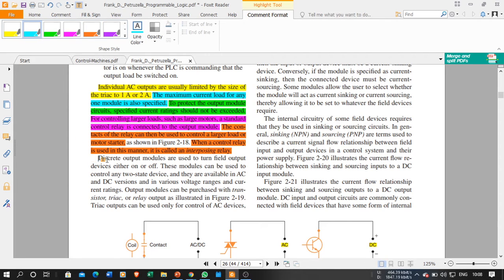Whatever discrete output module we are going to use, these modules can turn on the field devices or turn off the field devices. This module can be used to control any two-state device. Okay, so whatever these modules that you are going to use, they can be used to control the two-state device. Two-state device means what? The device may be in on state or the device may have off state.